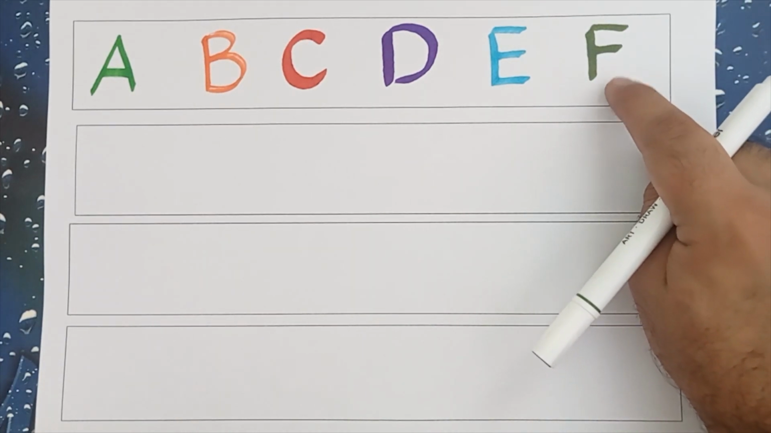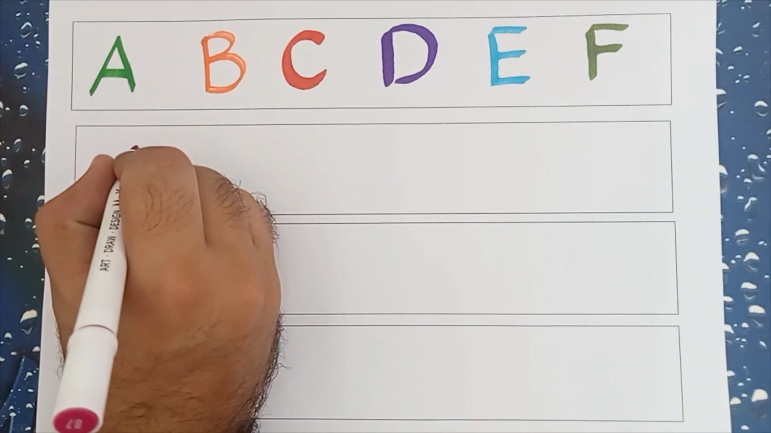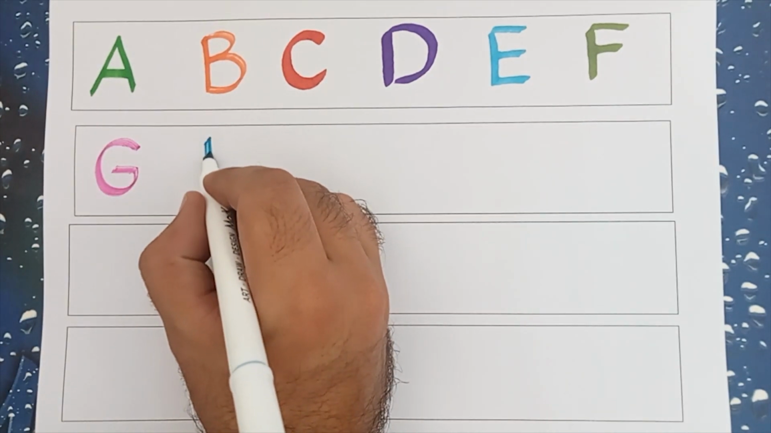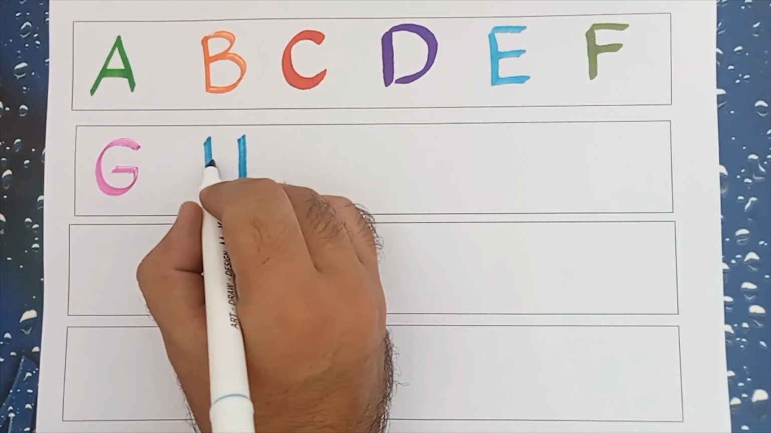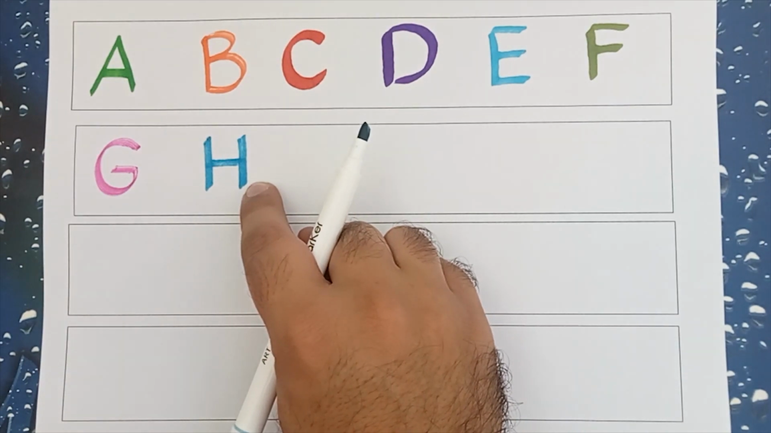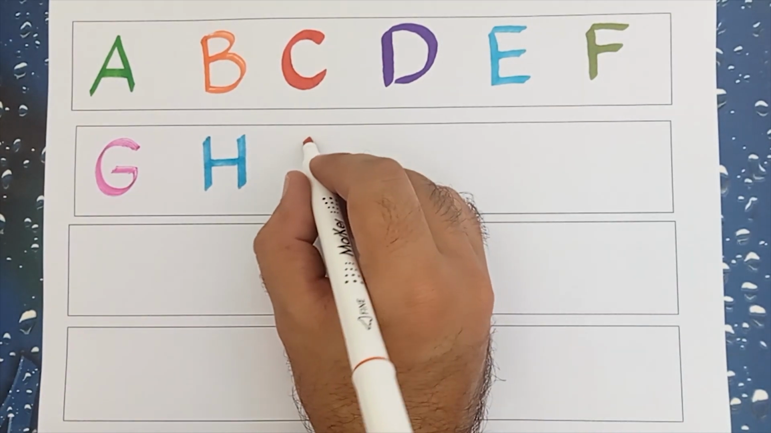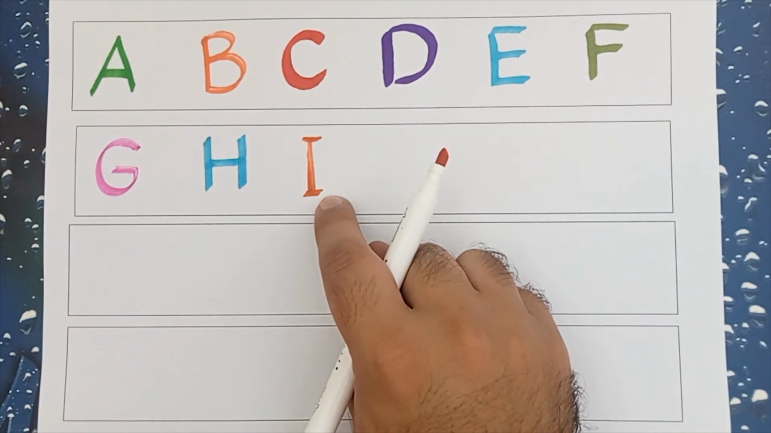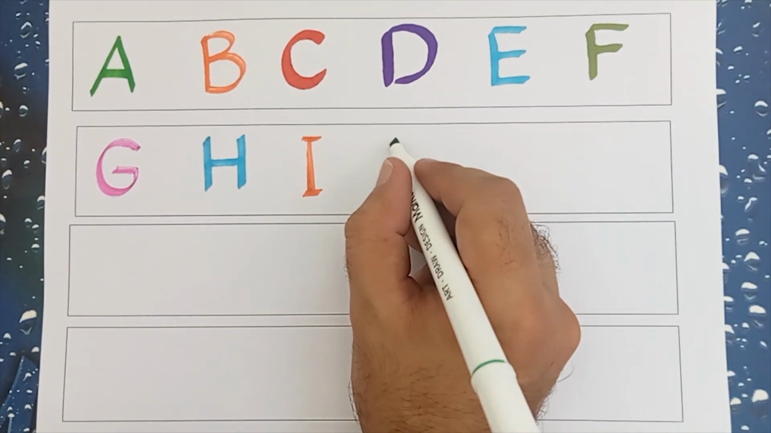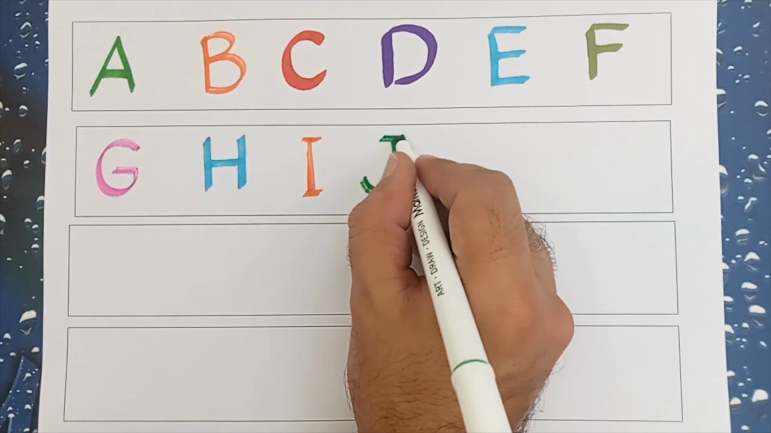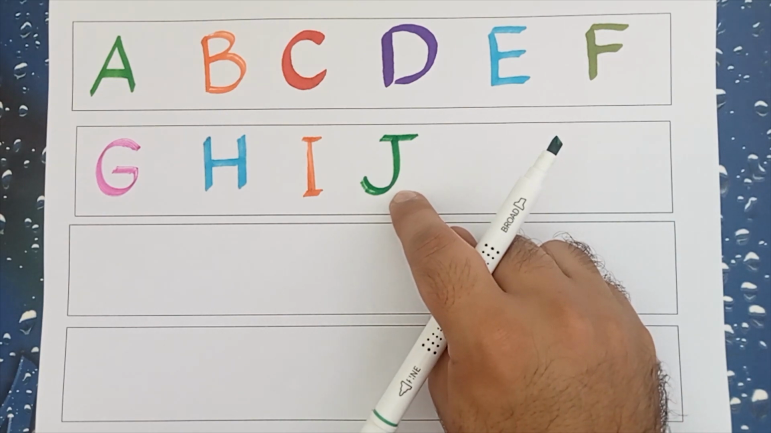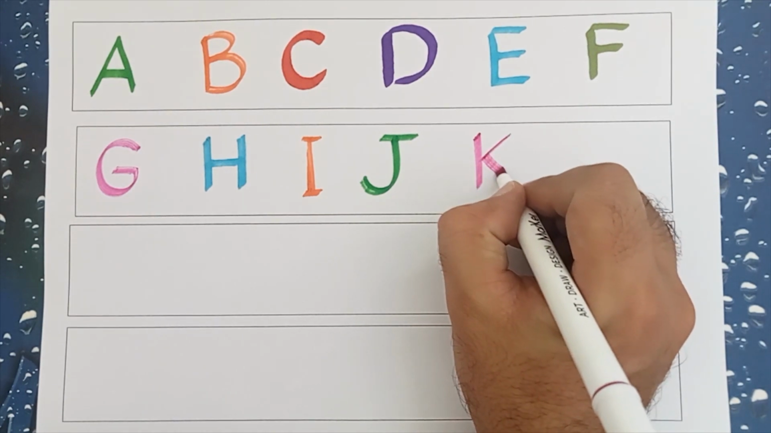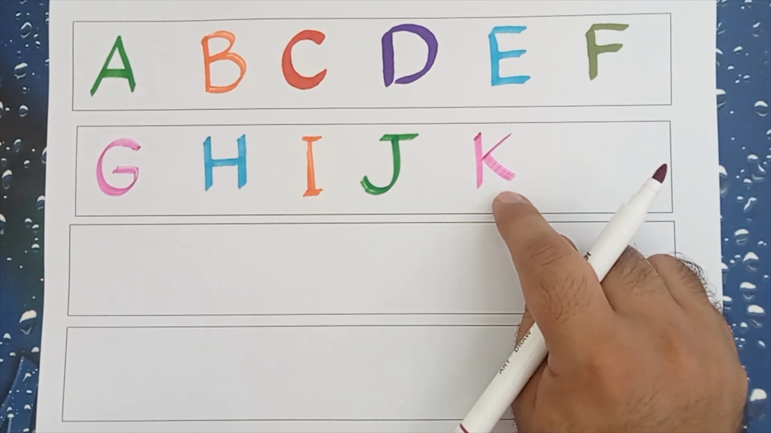F is for frog. H is for hen. I is for ink. J is for jug. K is for kite.